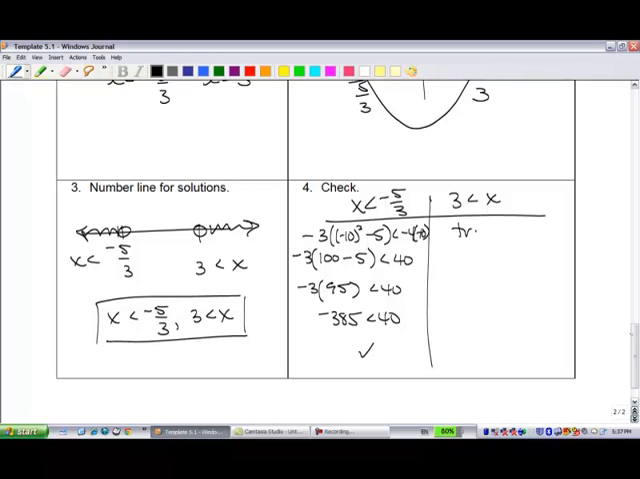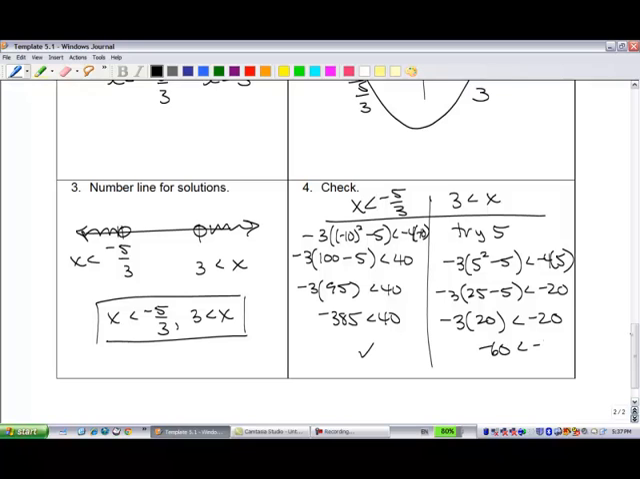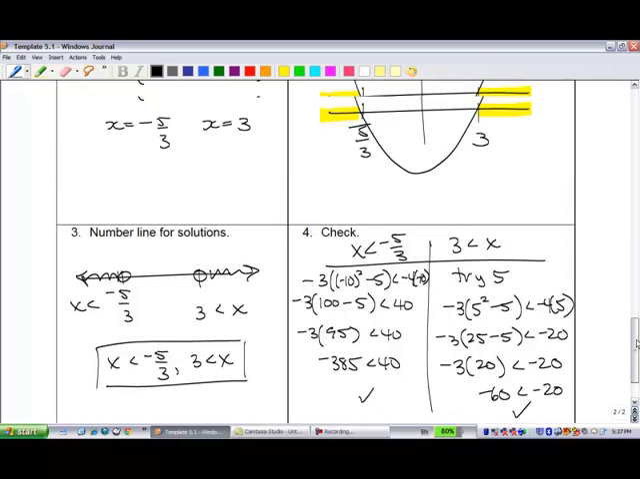And I don't know. Let's try 5 this time. Negative 3 times 5 squared minus 5. Is that less than negative 4 times 5? 5 squared is 25 minus 5. Is that less than negative 20? And we end up with negative 60. Is that less than negative 20? Again, you betcha.